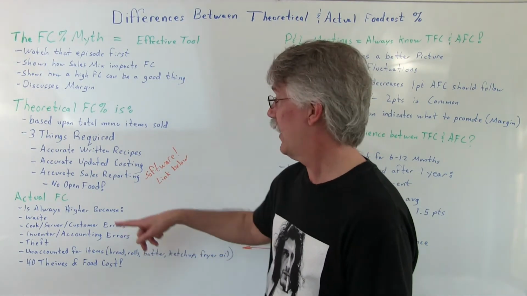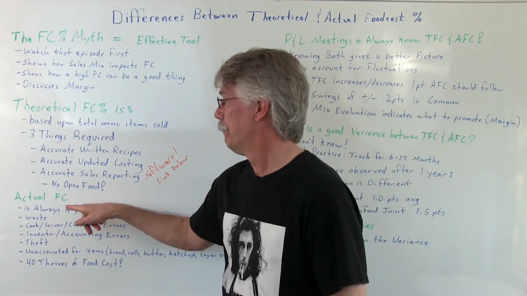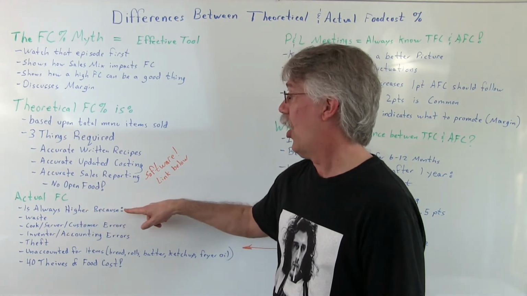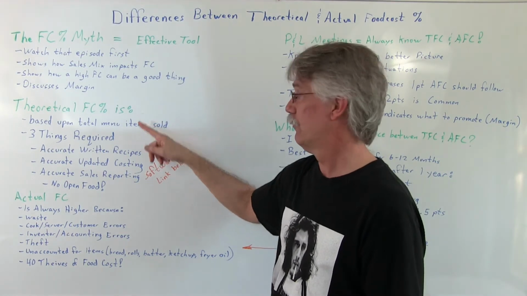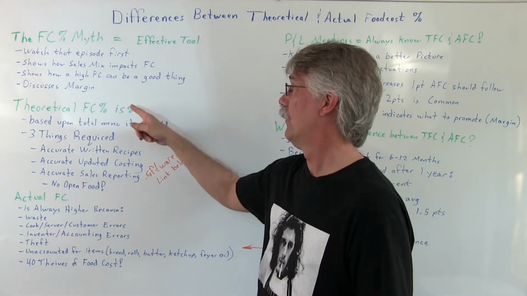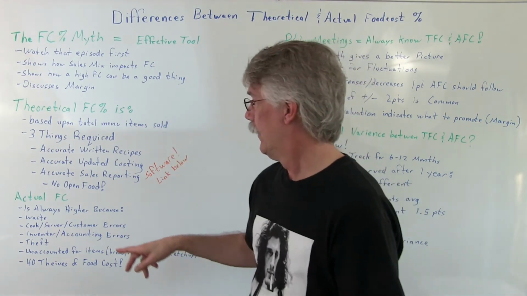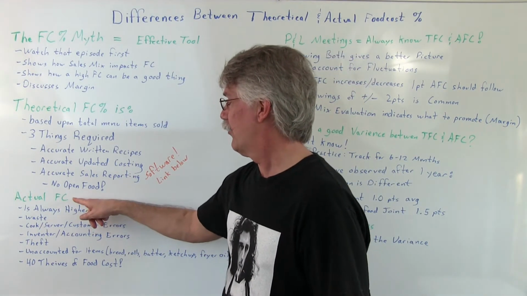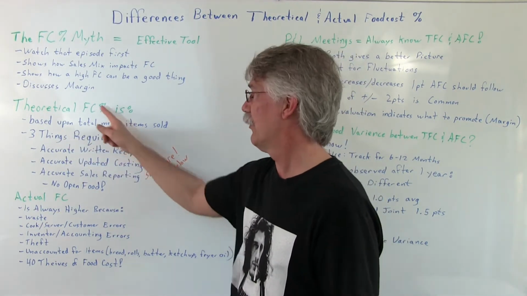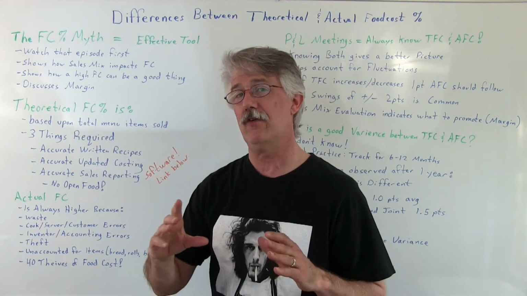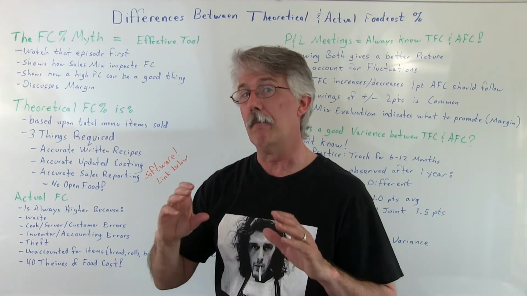All right, so moving on to actual food cost. Actual food cost is always higher than your theoretical food cost. It is impossible for actual food cost to be lower than theoretical, okay? Actual food cost includes everything that your theoretical doesn't. Again, theoretical is only based upon your menu.